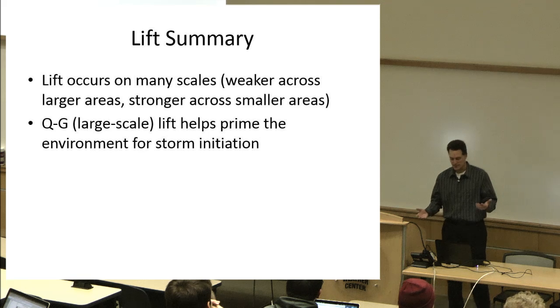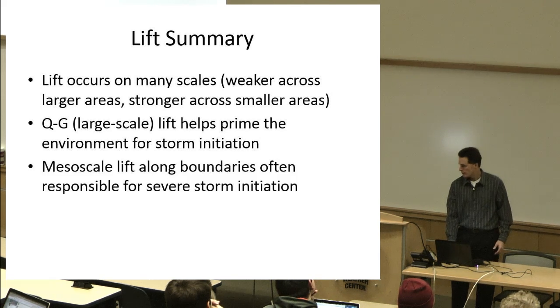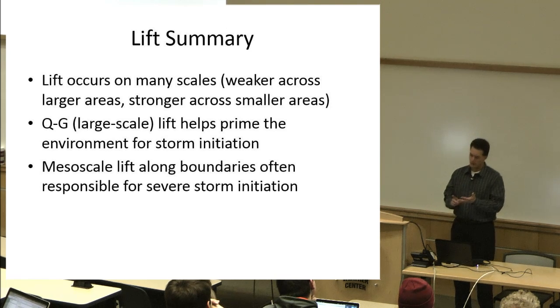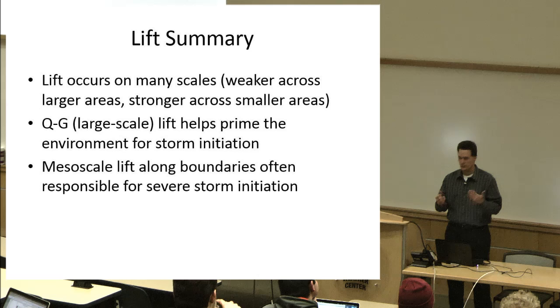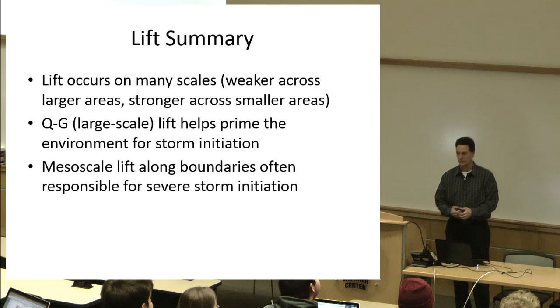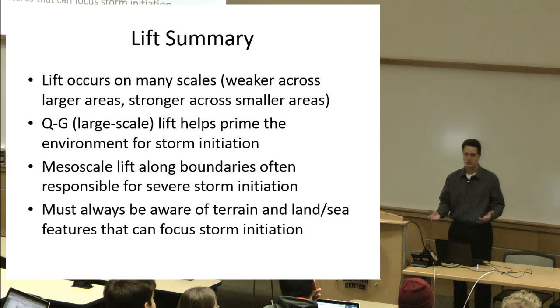Again, QG ascent and differential CVA can be linked to thunderstorm development directly, but largely that and warm advection are priming the environment for deep moist convection. It's usually mesoscale lift. Fronts, dry lines, outflow boundaries, sea breeze zones, any of these kinds of boundaries are typically responsible for storm initiation. Sometimes it's even smaller scale, such as horizontal convective rolls in the warm sector, if everything works right. And again, you have to pay attention to terrain features.